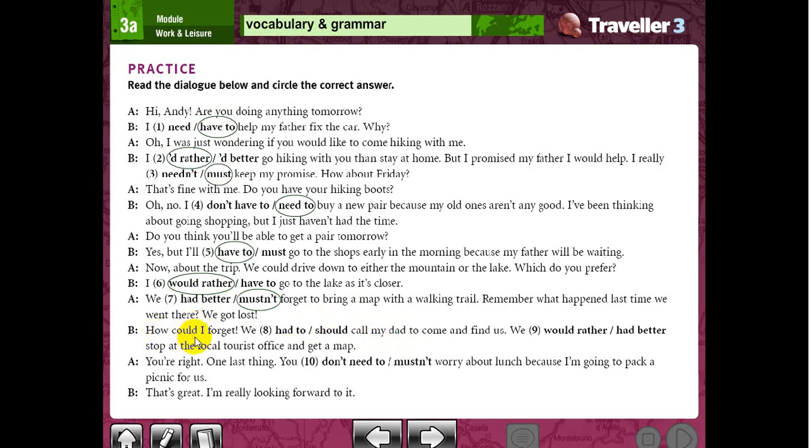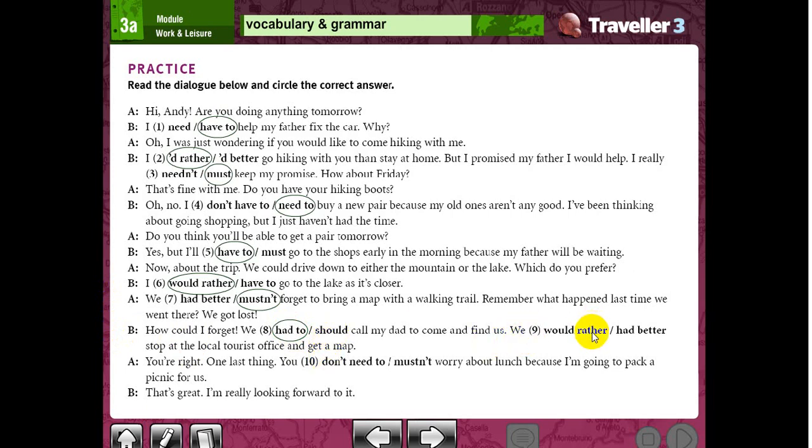How could I forget? We should or had to call my dad to come and find us. Here we will choose had to. We will choose had to because it expresses external obligation in the past.